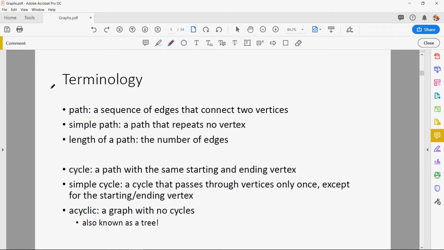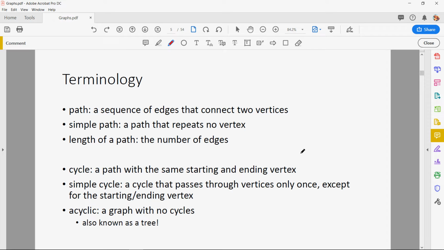A path is a sequence of edges that connect two vertices, essentially a way to travel from one vertex to another through edges. A simple path is a path that repeats no vertices. The length of that path is the number of edges that you cross throughout the path. A cycle is a path with the same starting and ending vertex, and a simple cycle is a cycle that, similar to a simple path, passes only through vertices once, except for, of course, the starting and ending vertex, because that's what makes it a cycle.